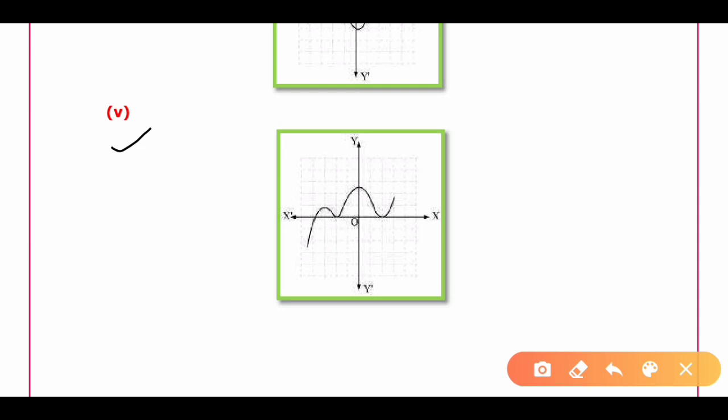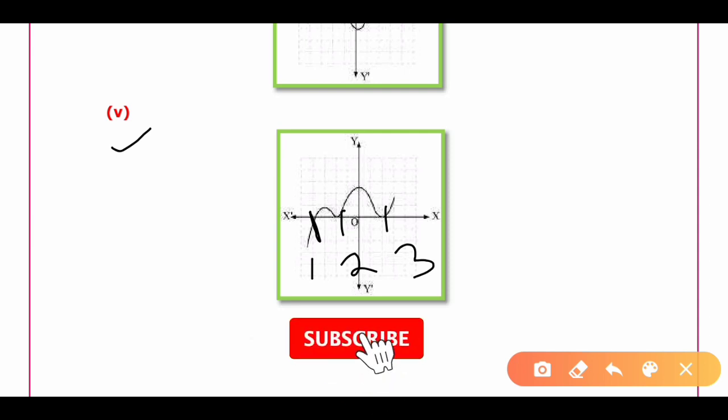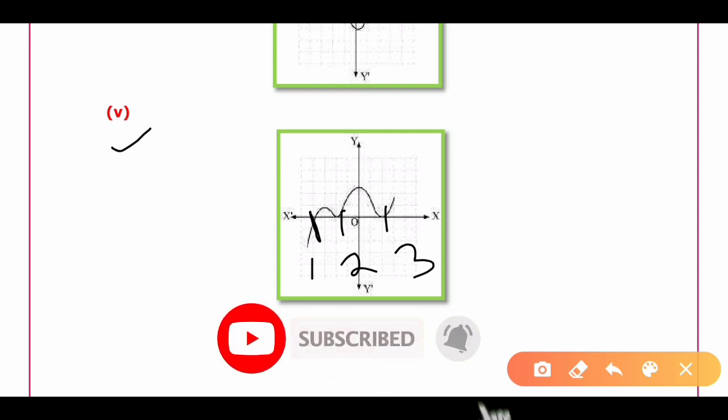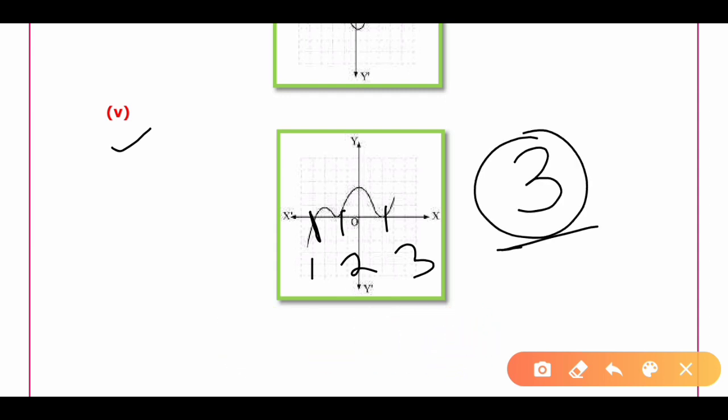In this diagram, the graph is touching or intersecting the x-axis at different points. First one is this, second one is this, and third one is this. So number of zeros or number of solutions for this graph will be equal to 3. Clear?